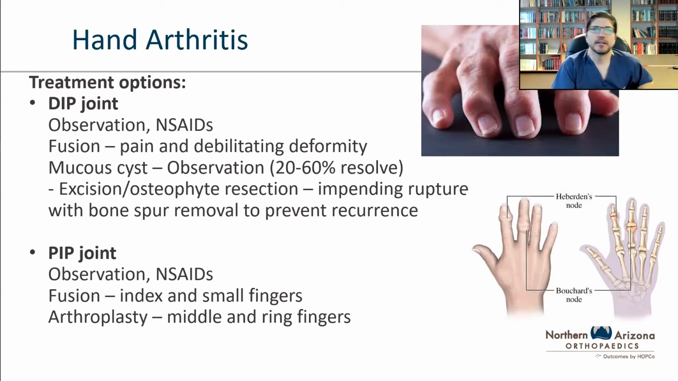Osteoarthritis at the PIP joint is common, and we treat this with observation and anti-inflammatories. For the index and small fingers, it's usually indicated to fuse those joints to provide strength, especially with grip strength and pinch strength. For the middle and ring fingers, it is possible to do a joint replacement for those, which is commonly performed.